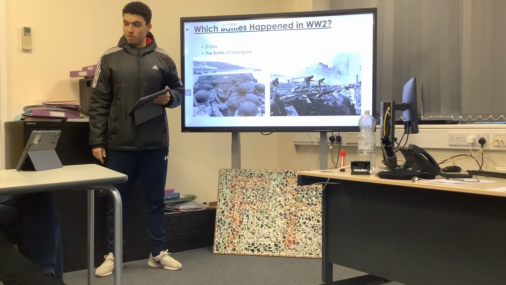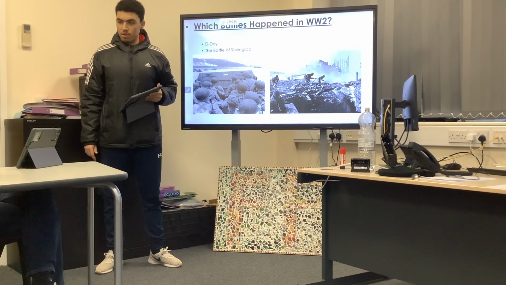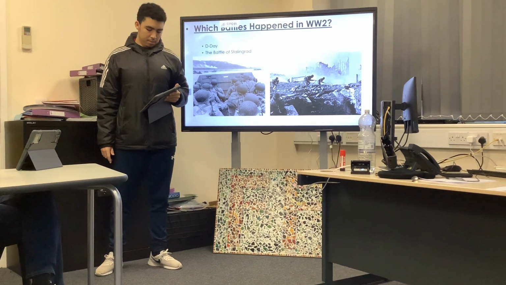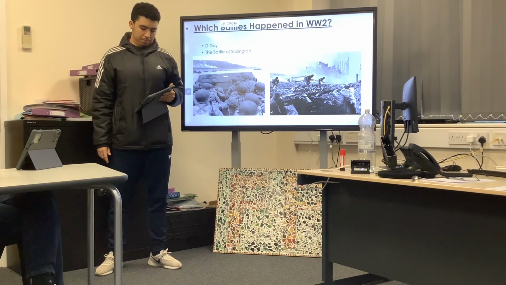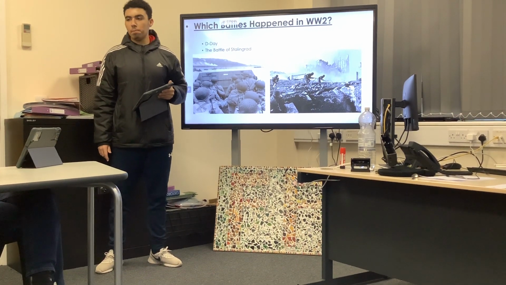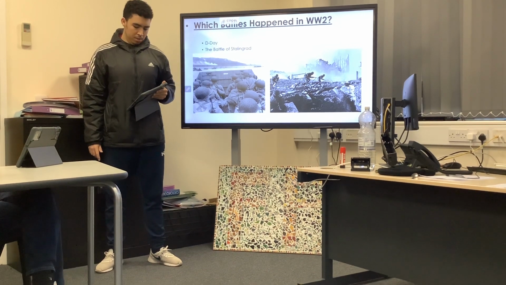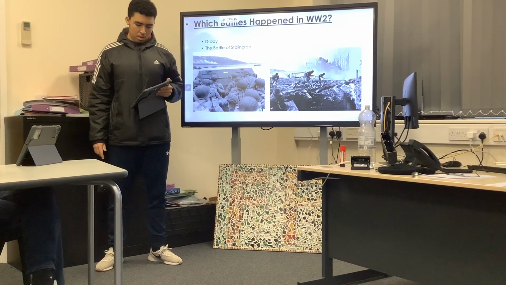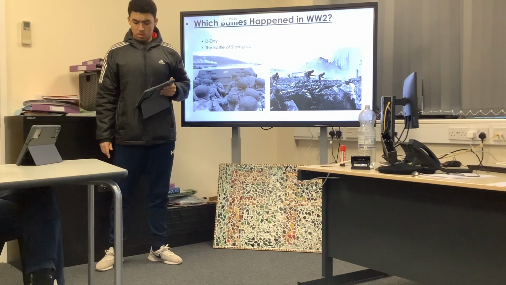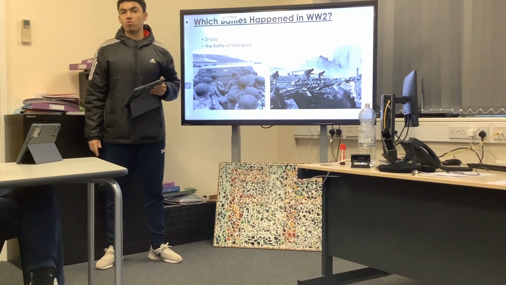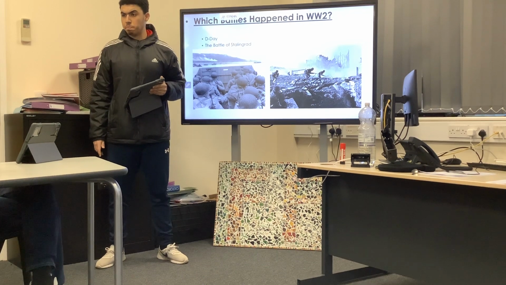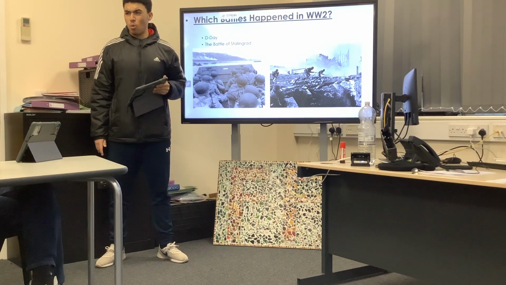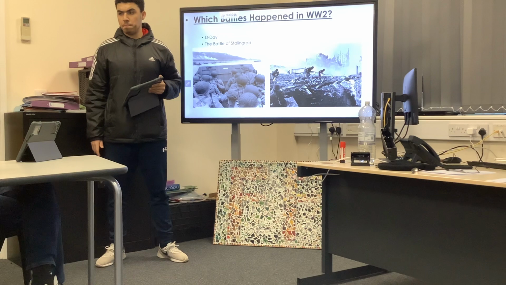And then we have the Battle of Stalingrad. Now this was also a very major battle because this was a massive setback for the Nazis. During the battle, more than 1 million Soviet and Axis forces fought. The Axis death toll of the battle was around 800,000, and the Soviets' death toll was around 1,100,000.